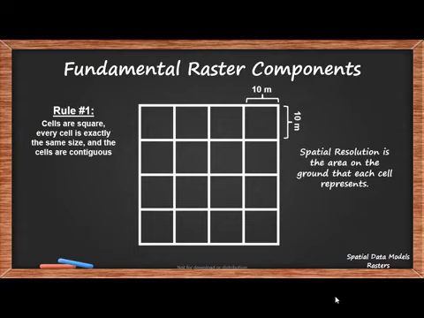For instance, in this example, the size of each side of a single cell in the grid is 10 meters. Therefore, we say that the spatial resolution of this raster is 10 meters. However, it's important to note that the area of each cell is actually 100 square meters because it's 10 meters times 10 meters.